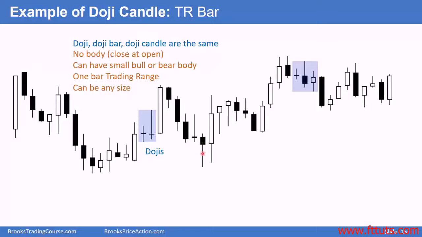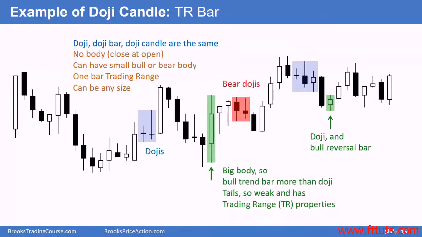Here's a bar with a bear body. Is it a bear trend bar? No, I would call it a doji bar, a bear doji bar, because it has a very small body relative to the size of the bar. Here are some bear dojis. This one, the body is about half the size of the bar. So I would call it a doji, plus it's a small bar. And here's a bull doji, a bull body and prominent tails, the body less than half the size of the bar. The prominent tails mean that it's a weaker trend bar, but it's still a trend bar.